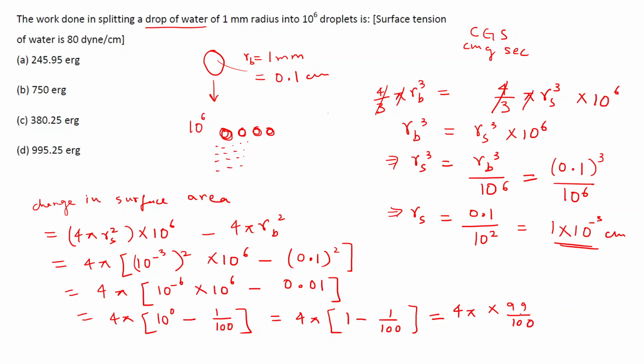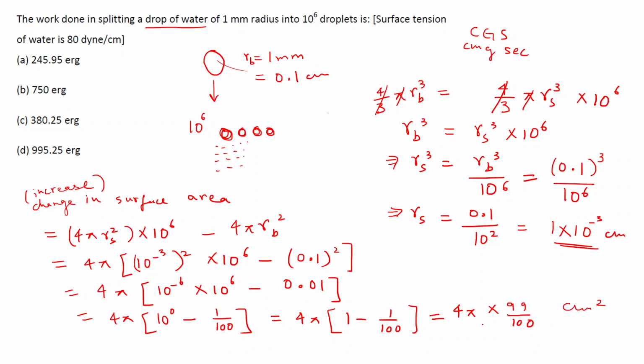But our question is still not finished. I found out the change in surface area, or the increase in surface area. Initially, because it was a single big drop, there was some other surface area. Now it's split into smaller size but more number of droplets. So overall there is an increase in surface area. We calculated that increase in surface area, which is this. It is also in centimeter square. This is the increase in surface area.